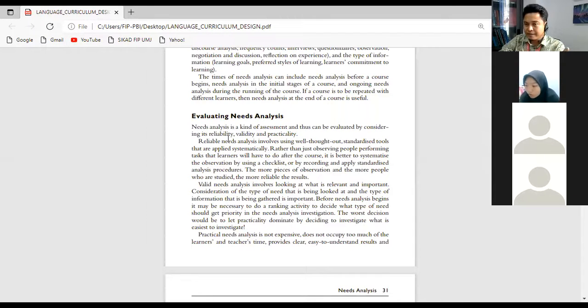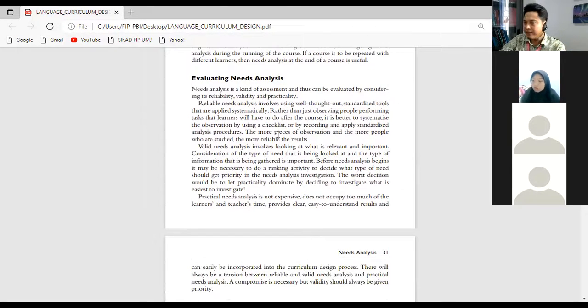So the first, evaluating need analysis based on reliability: you need to know that the more pieces of observation, the more data you gain from the observations, and the more you interact with the people who are studied, the more reliable the result of your need analysis. Reliable need analysis also refers to the standardized tools that you use. And the next, valid needs analysis.